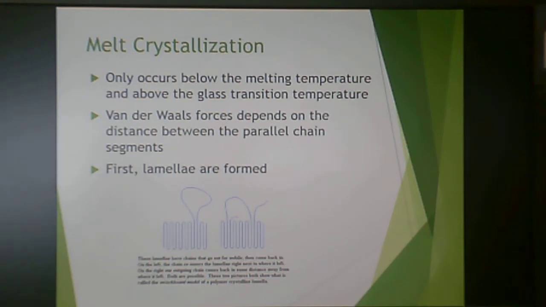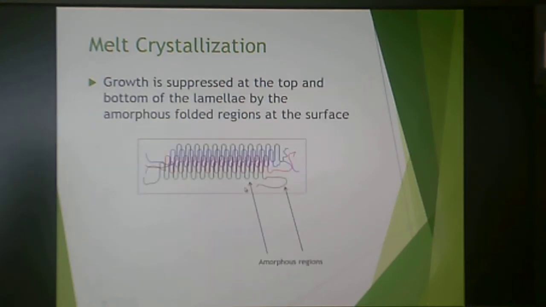And the van der Waals forces depend on the distance between parallel chain segments. So first you get lamella that form, real small crystallites. Here's some amorphous loops sticking out, but this is a representation of lamella. Then you make larger lamella and larger crystallites, but the growth rate of these crystals is suppressed by these kind of amorphous regions that show up at the end. So I showed this cartoon before, but it's these regions that keep some percentage of amorphous regions within a semicrystalline polymer.